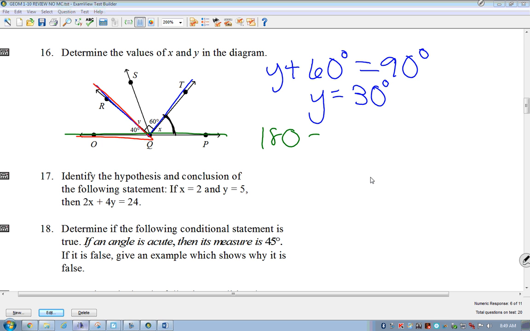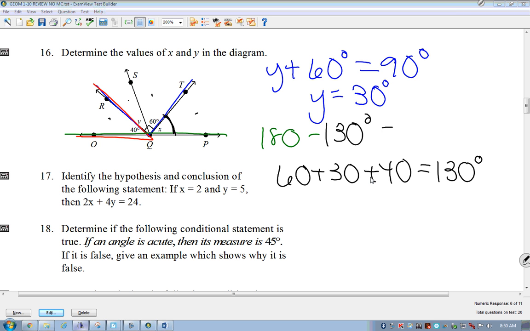Yeah, if it's divided into 1, 2, 3, 4, and we know 3 of those parts, right? What can I do? Add them. Okay, what am I adding? 60, 30, and 40. Okay, 60 plus 30 plus 40. What's that come out to? 130 degrees. All right, what are you going to do with that 130 degrees? Subtract it from 180.